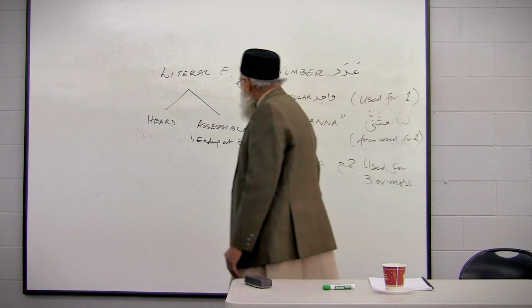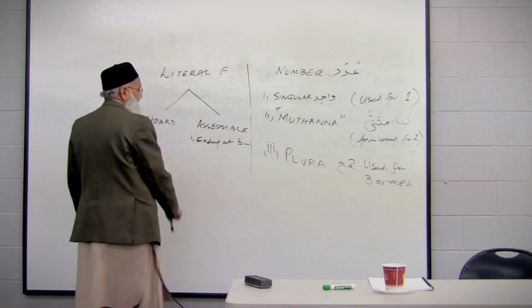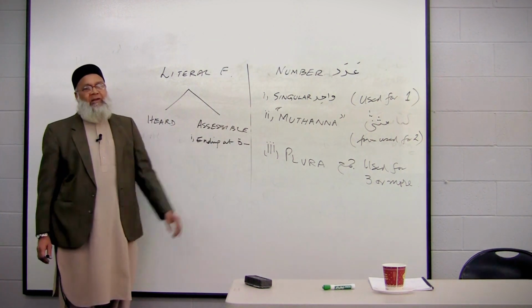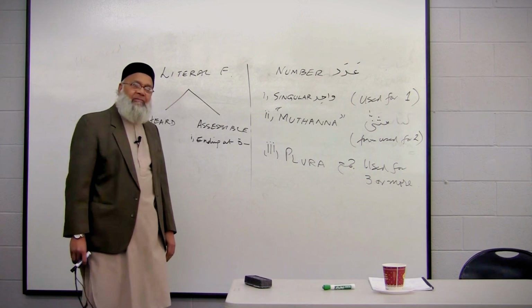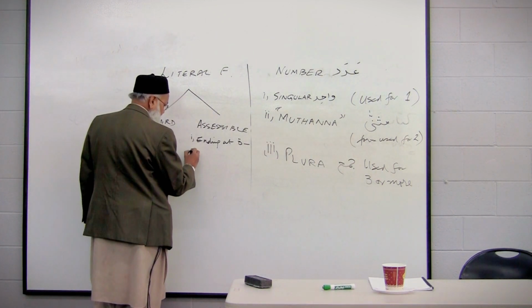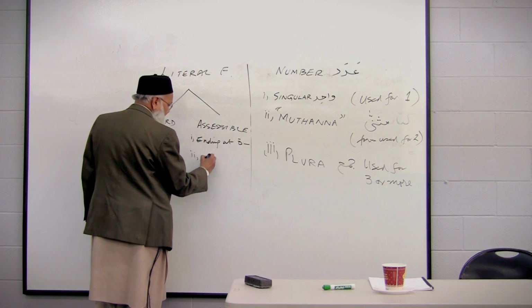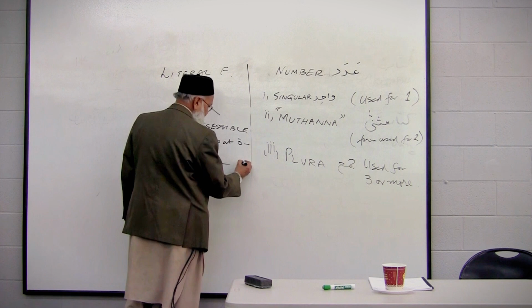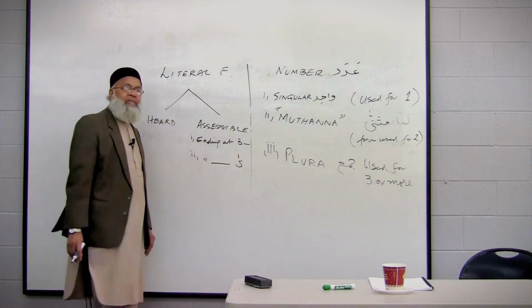So, first example of the accessible ones is all the nouns ending at ta marbuta would be feminine, most probably. Number two, nouns ending at alif maqsura. This is alif maqsura.